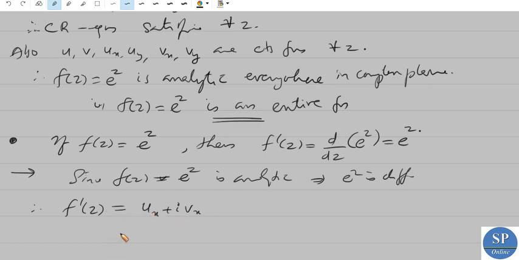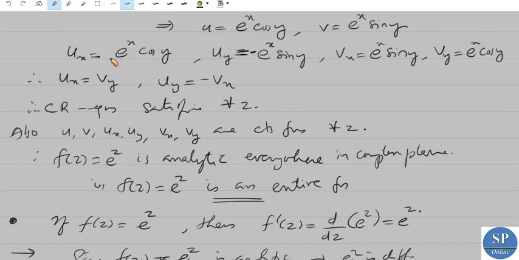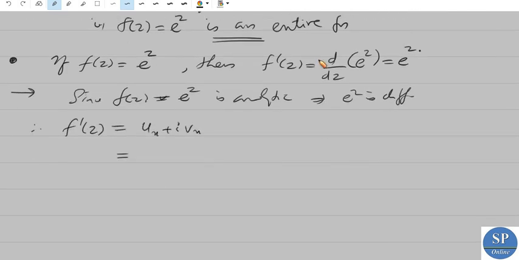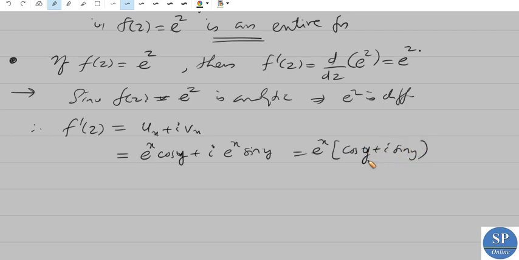Which is equal to ux, which we already obtained here: ux is e power x into cos y, and vx is e power x into sin y. So we get ux equal to e power x cos y plus I into vx, e power x sin y. Taking e power x outside, we get cos y plus I sin y. So this is nothing but e power z, right? E power x into e power I y, which is e power x plus iy, which is e power z.